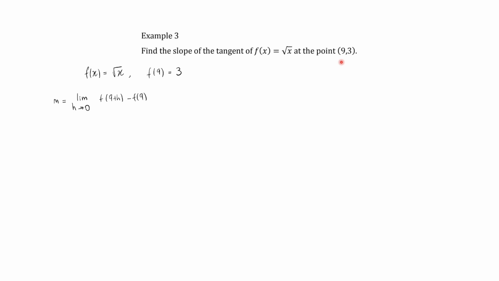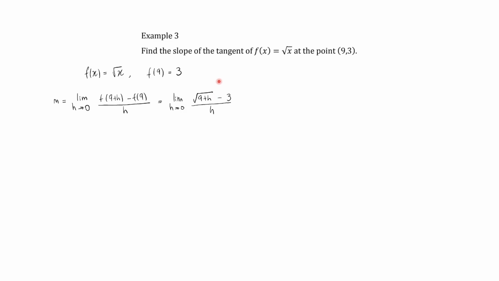all over h. And so this is going to be equal to the limit as h approaches 0 of the square root of 9 plus h minus the square root of 9, or just 3, right? That's f of 9, all over h. And so now here, in order to evaluate this limit, I do have to get rid of this square root. And to do that, I am going to use rationalization.